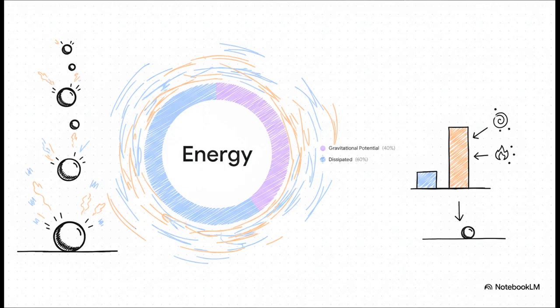Now, skip ahead a few more bounces and look what's happened. That dissipated energy slice has gotten huge. With every single bounce, more of that useful, organized energy is siphoned off into random heat and sound, leaving less and less available to make the ball bounce. Eventually, all of that starting energy has been dissipated, and the ball just comes to a stop. And there you have it, mystery solved.